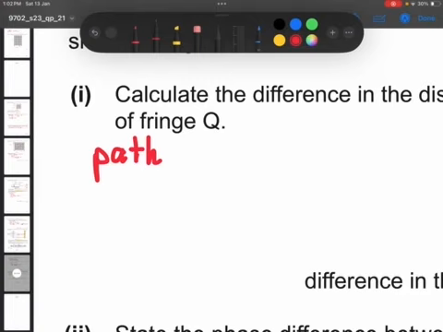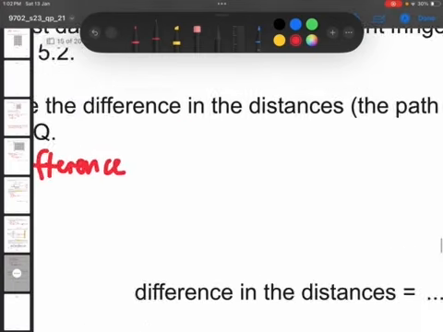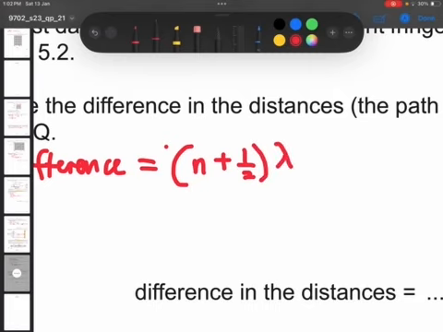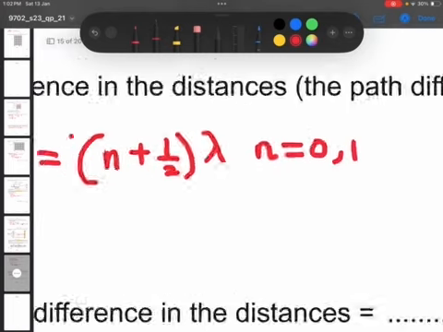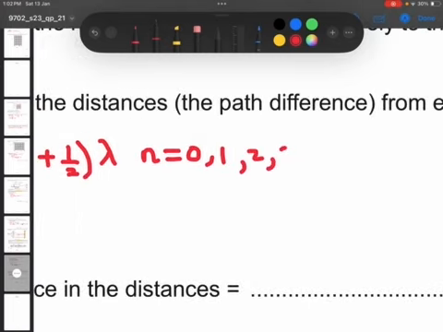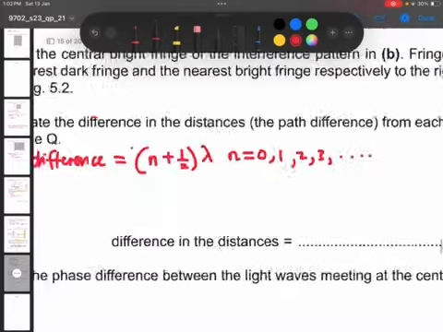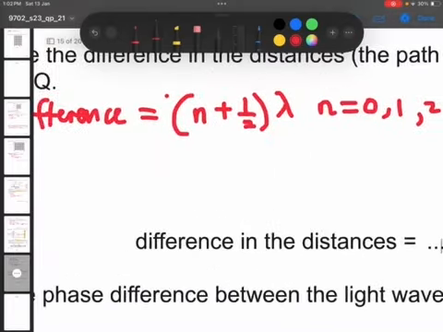Since this is destructive interference, because it's a dark fringe, the path difference is written as: path difference is equal to (n plus half) lambda, where n is equal to 0, 1, 2, 3, and you continue like that. So that's the path difference when there is destructive interference and you produce a dark fringe.